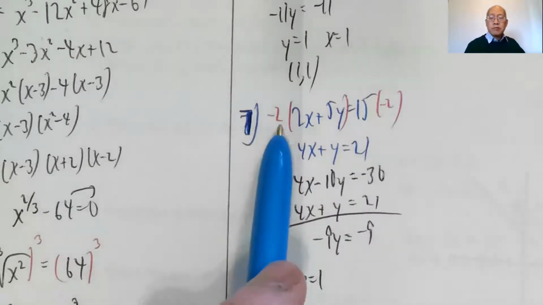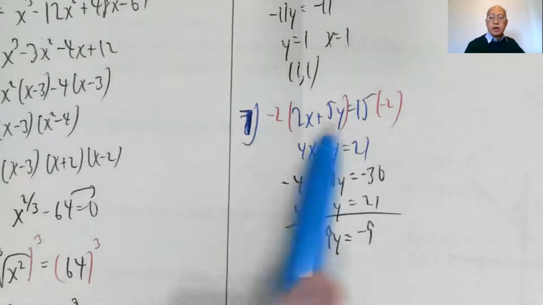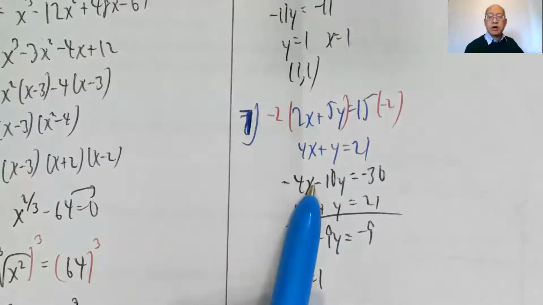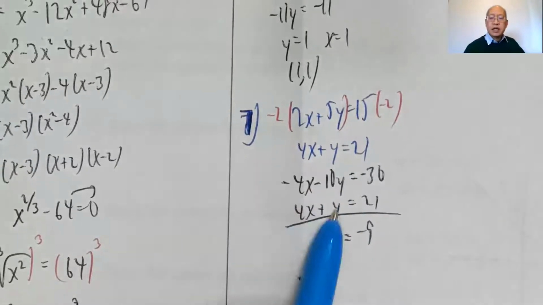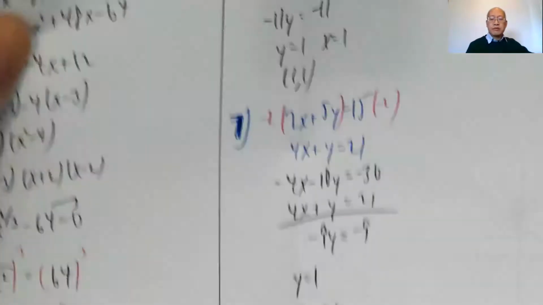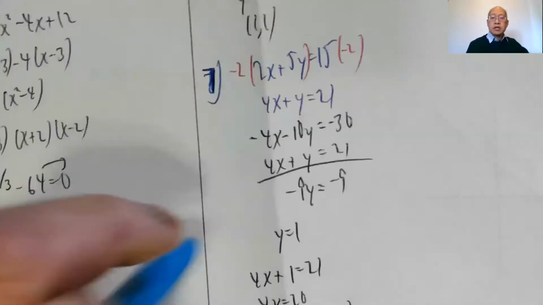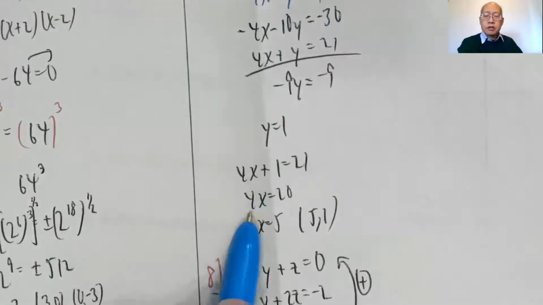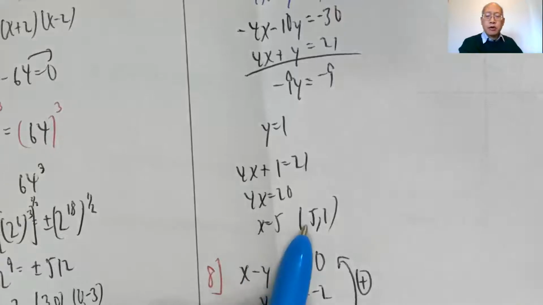Okay, 7, multiply the top equation by negative 2. That'll give me negative 4x minus 10y equals negative 30. Add it to the second equation, x drops out. Negative 9y equals negative 9. Divide by negative 9, y is 1. I decided to plug back into here. 4x plus 1 equals 21. Subtract 1, 4x is 20. So x is 5. So the point is 5, 1.